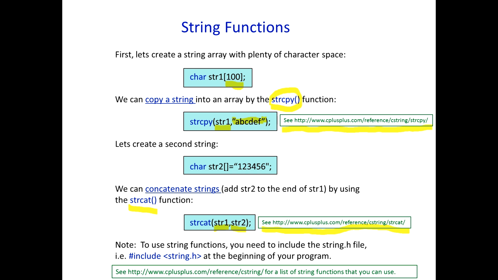Now to use either string cat or string copy, we need to include the string.h header at the beginning of the program, because that indicates to the compiler that the information for string cat and string copy is located there.